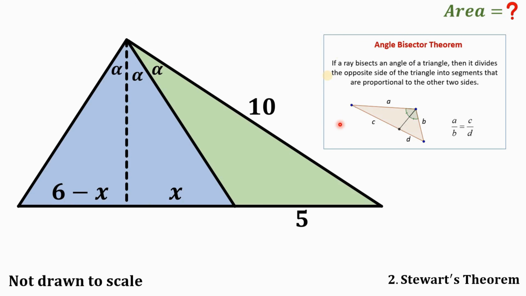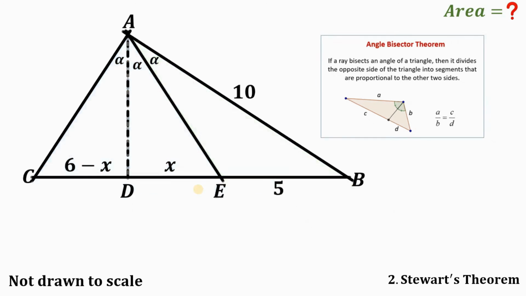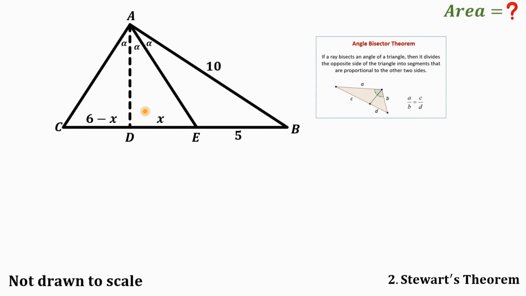Before we use the angle bisector theorem, let's name some important points. Let's call this point A, this is B, this is C, this is D, and this is E. Now let's focus on this triangle. Using the angle bisector theorem, we can say that AD over DE equals AB over BE. Now, segment DE is x, segment AB is 10, and BE is 5. In short, AD is equal to 2 times x. So we can say that this AD is 2x.